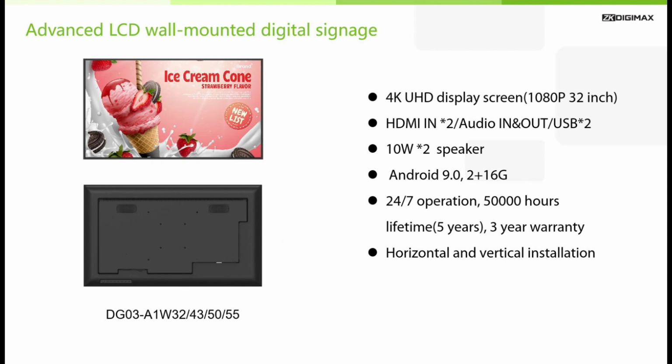The basic difference between the entry level and the advanced one is the features only. Other things are the same. This signage is a 4K UHD display screen. It will support HDMI, two speakers, and especially this is Android 9.0. It can operate 24/7, maximum 50,000 hours. We are giving customers a 3-year warranty, but the lifetime is almost 5 years. And it can operate in horizontal and vertical installation.